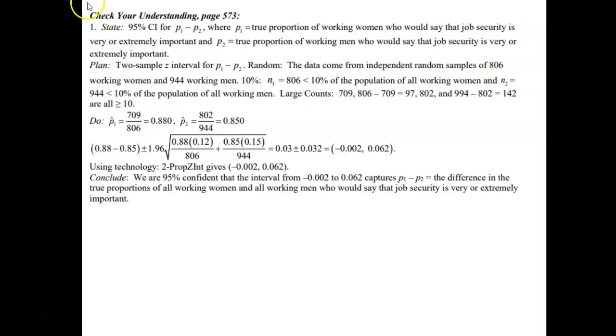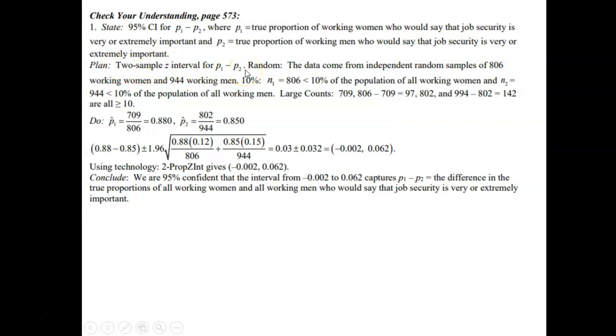So first, we have to state what we're doing. So we're looking for a 95% confidence interval for p1 minus p2, where p1 is the true proportion of working women who say that their job security is very or extremely important, and p2 is the true proportion of working men. Make sure this is not the sample, but the population parameter that we're looking for here. So now we're going to plan it, and we're going to do a two-sample z-interval for p1 minus p2.